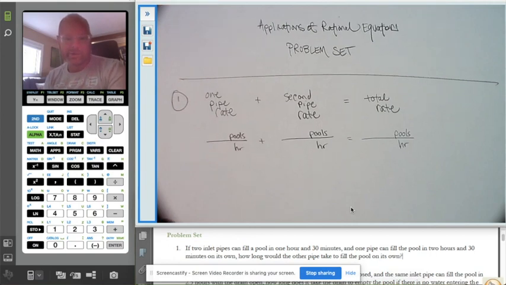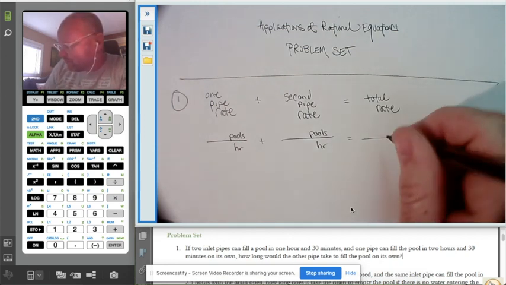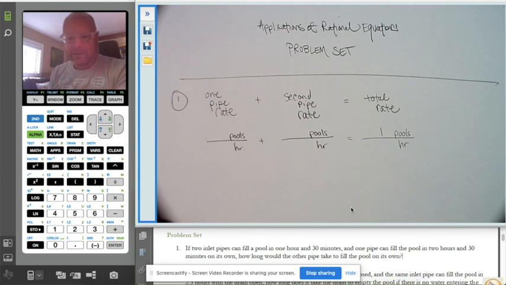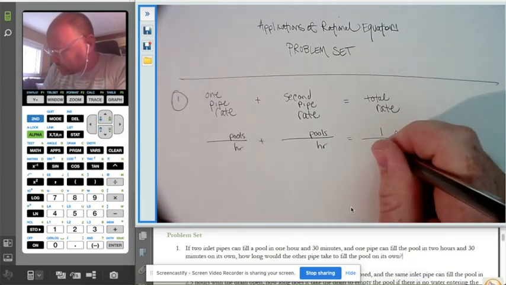So let's start plugging in the numbers. If 2 inlet pipes can fill a pool in 1 hour and 30 minutes, right? If they're working together, they can fill 1 pool in an hour and 30 minutes, which I'm going to write as 1.5 hours.